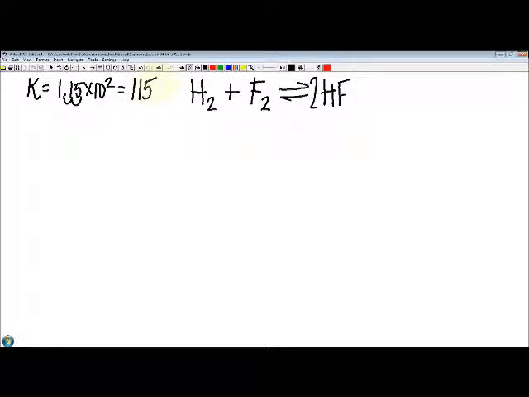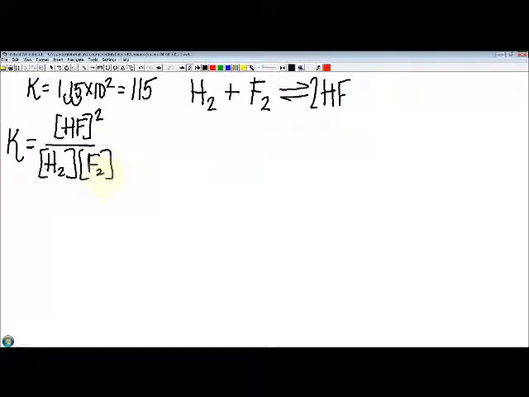Okay. Then next, our equilibrium expression. So K is equal to products over reactants. Well, we have HF on the product side, and it has a coefficient of 2, so that means we need to square it, over our reactants, H2 times F2, and those both have a coefficient of 1, so you don't need a exponent. Okay, so that's step 2.